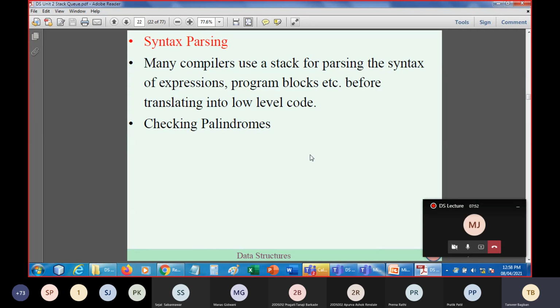You are going to see this aspect when you study the compiler construction course in third year. In that course, you will study in detail how the syntax analyzer or parser checks for the correctness of the program. The parser takes your program as input and does the syntax parsing, and in syntax parsing, a stack is used at the time of syntax checking.